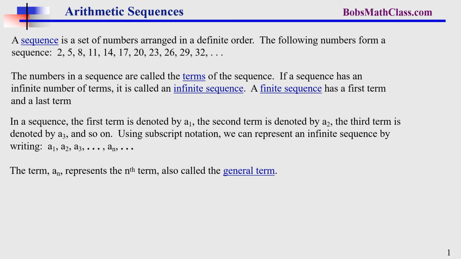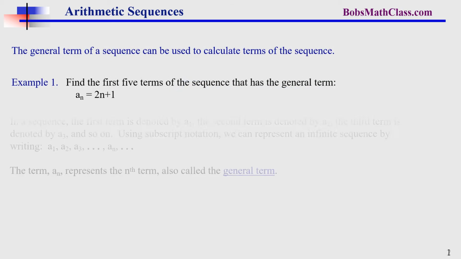The term A sub n, so you could say A sub n, or if you just say An, that's fine. A sub n represents the nth term, also called the general term. Okay, the general term of a sequence can be used to calculate terms of the sequence.